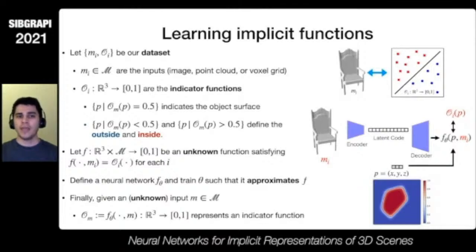ConvexNet and BSP-Net, the neural networks that we are going to present, are two neural network architectures that define the indicator function using constructive solid geometry. Finally, after we train the network, given an unknown input, we have a new indicator function for this input.